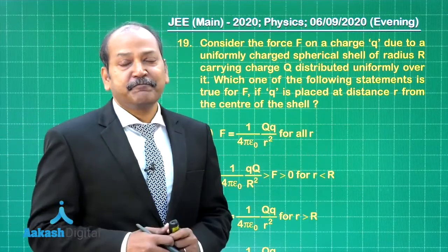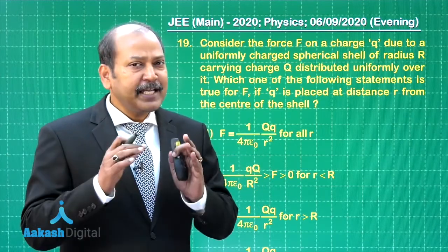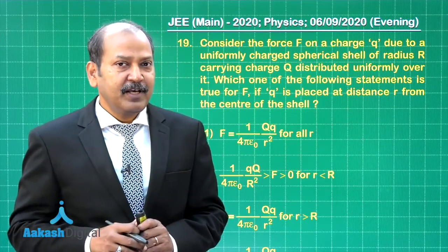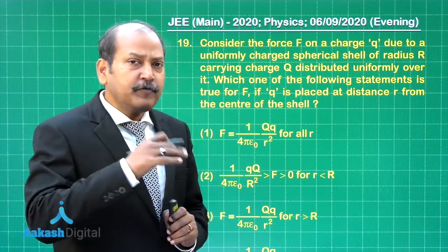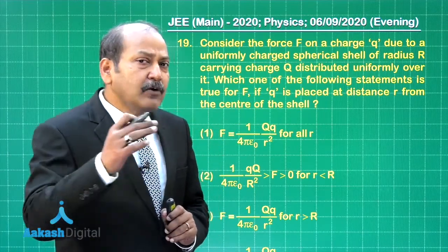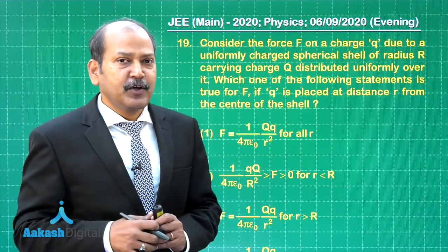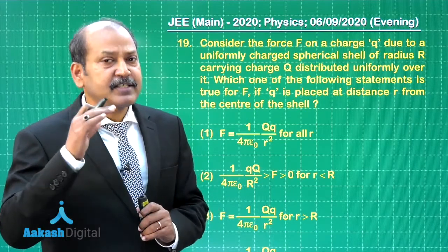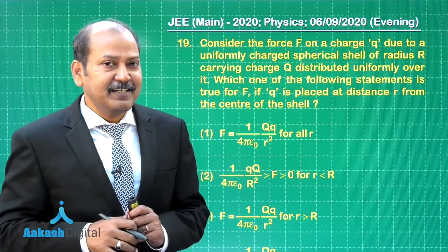So this is on electrostatics, and the concept involved is the electric field due to a spherical shell of charge. Now we know that the electric field inside a uniformly charged spherical shell is 0 due to the shell itself, and outside we can give the expression as 1 by 4 pi epsilon naught Q divided by r square, where r is the distance from the center of the shell, but that is if the point is outside the shell.